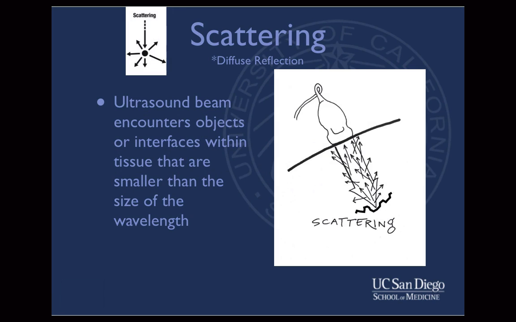Scattering is also called diffuse reflection and refers to the interaction of the ultrasound beam with objects or interfaces within a tissue that are smaller than the size of a wavelength. In other words, diffuse reflection occurs from a rough surface, causing waves to reflect in various directions, or scatter. This results in little reflection of sound back to the transducer from the object.